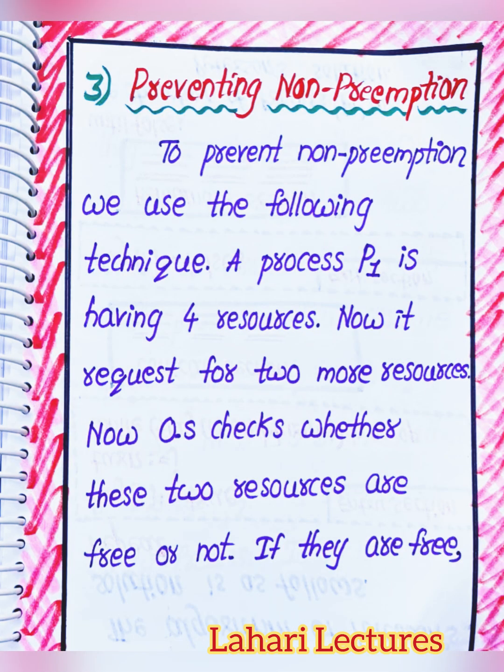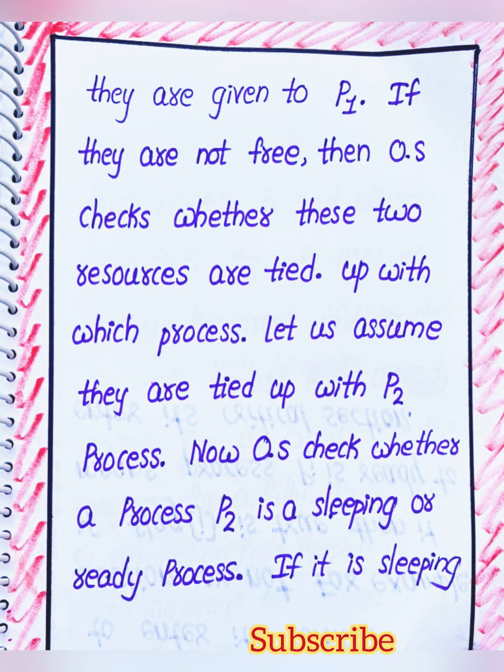Third one, preventing non-preemption. To prevent non-preemption, we use the following technique. A process P1 is having 4 resources. Now it requests for 2 more resources. Now operating system checks whether these 2 resources are free or not. If they are free, they are given to P1. If they are not free, then operating system checks which process these 2 resources are tied up with. Let us assume they are tied up with process P2.